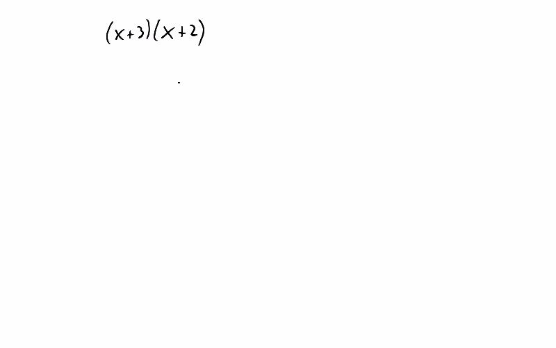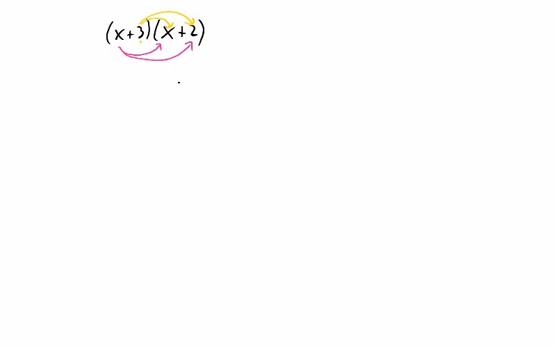So we know from our rules about the distributive property that we need to take the first term in the first factor times both terms in the second factor, and then we will need to take the second term in the first factor times both terms in the second factor.